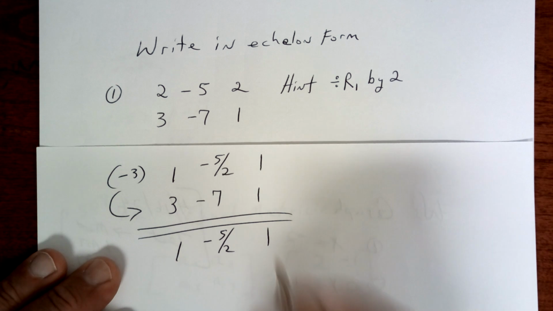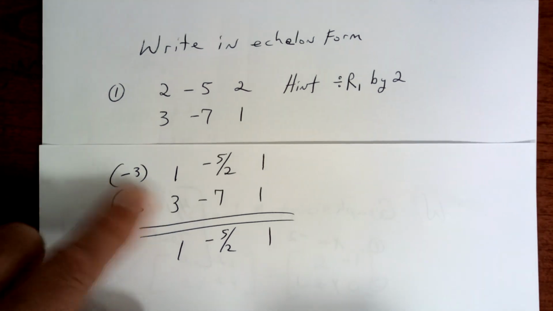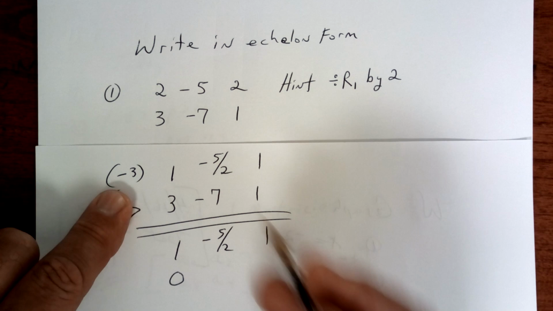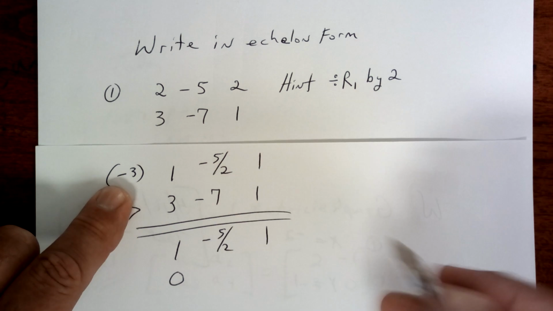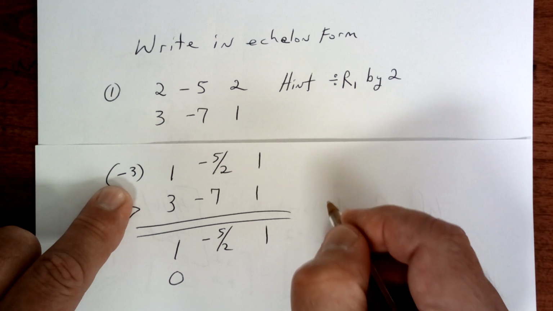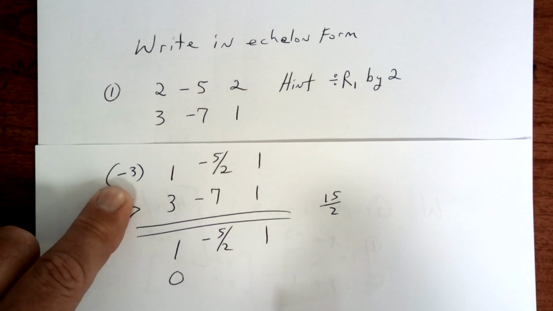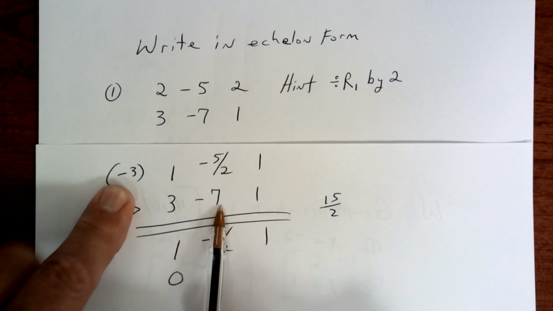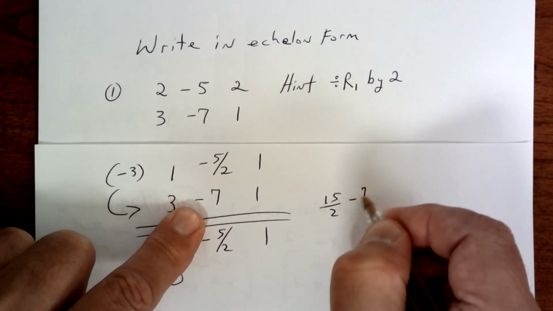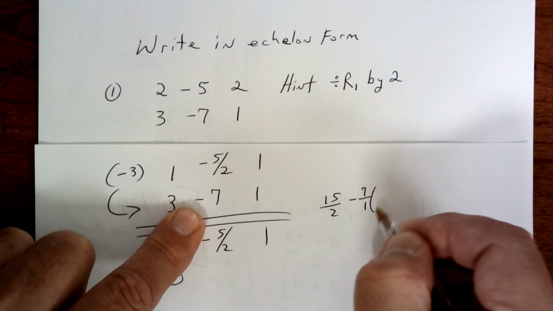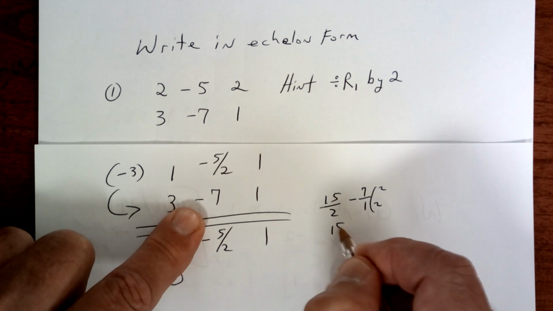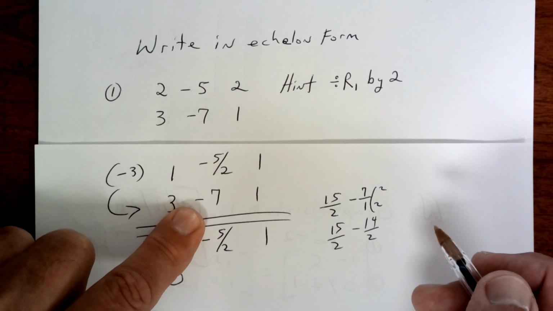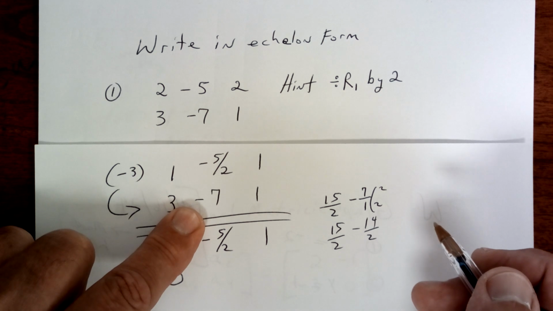Okay? But the bottom one, negative 3 times 1 is negative 3 plus 3 is 0. A negative times a negative, that's going to be a positive. Let me write it over here. A positive 15 over 2, right here, 3 times 5. This is going to be minus 7 over 1. The least common denominator is 2, so it's going to be 15 over 2 minus 14 over 2, which equals 1 over 2. So what you're going to get here is a positive 1 over 2.